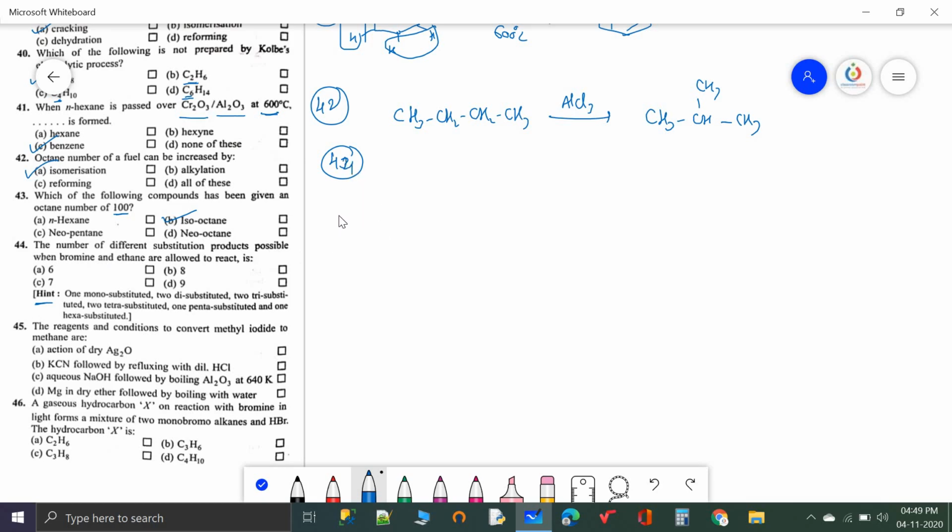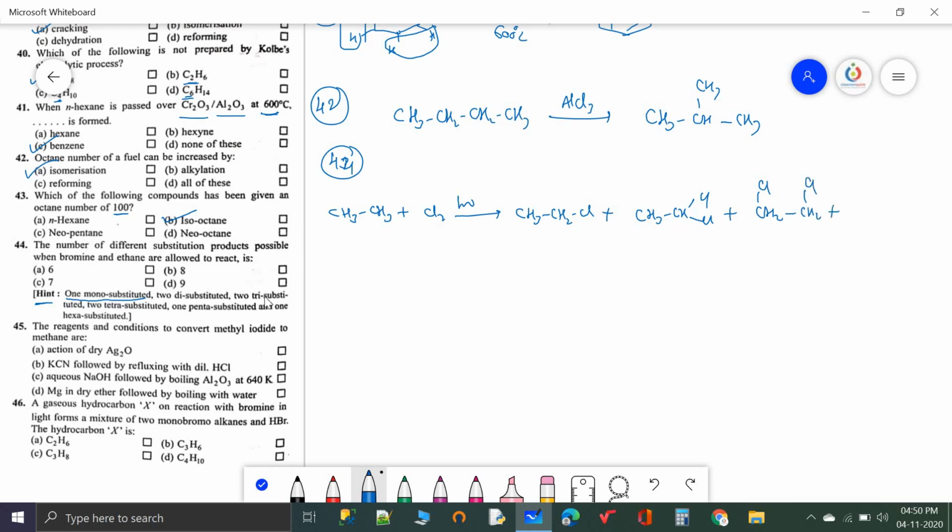So 44th question. You just take the ethane molecule and subject it to chlorine in the presence of light, so all possibilities you have to see. One monosubstituted product is possible, meaning any of these hydrogens you replace with chlorine, so that you will get one product. Two disubstituted products. Disubstituted means if two of the hydrogens are replaced, you will get two products. In that case, two hydrogens can be from the same carbon or from different carbons. If from the same carbon, we get this molecule. If from different carbons, we get this molecule.